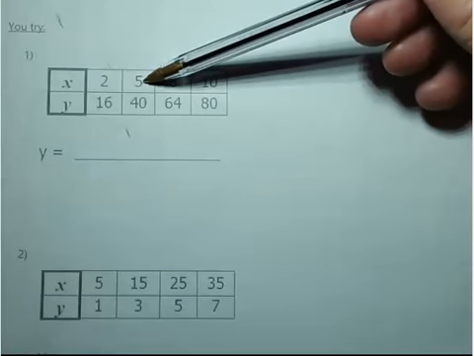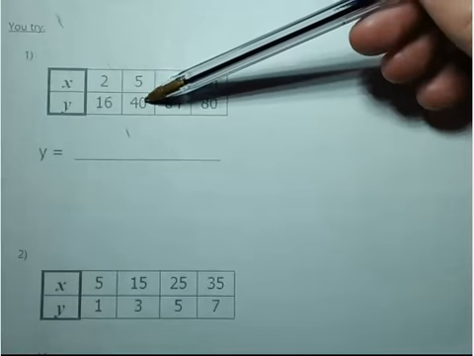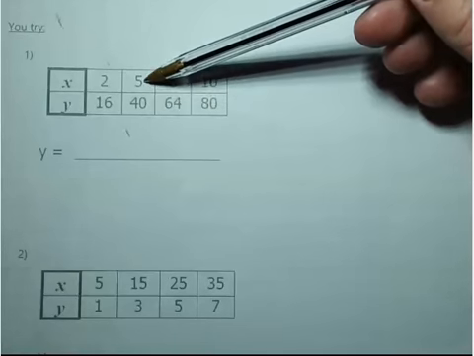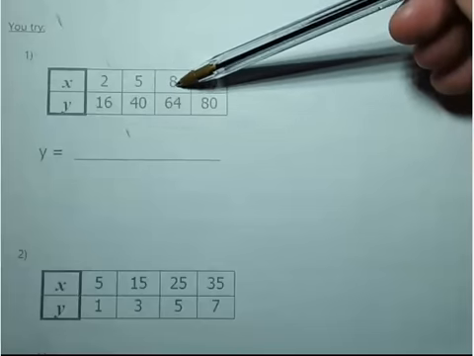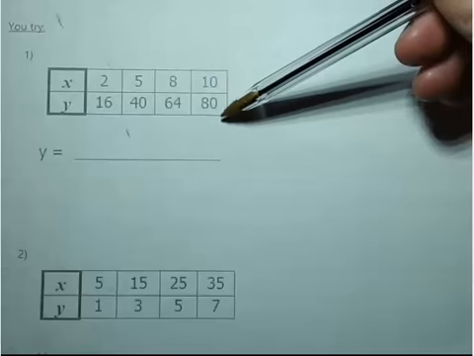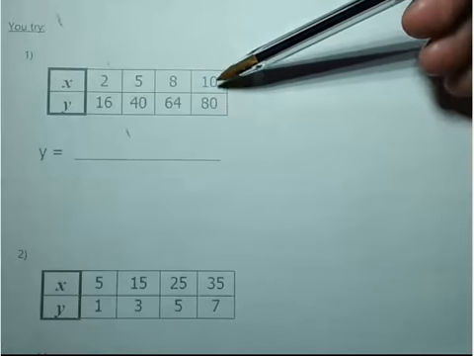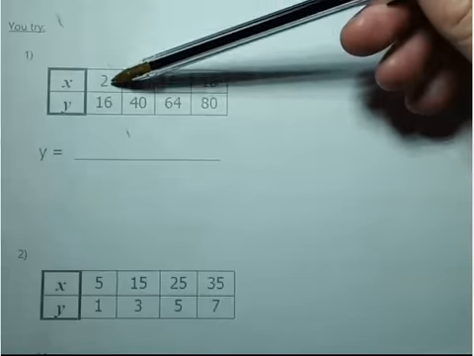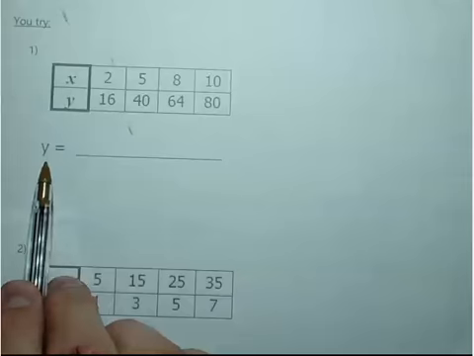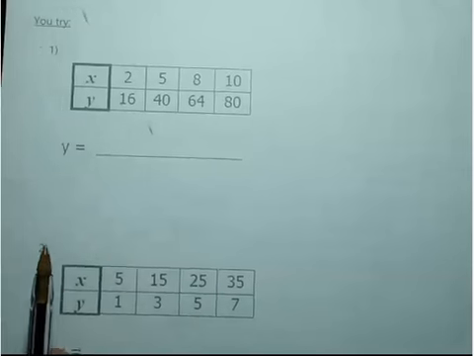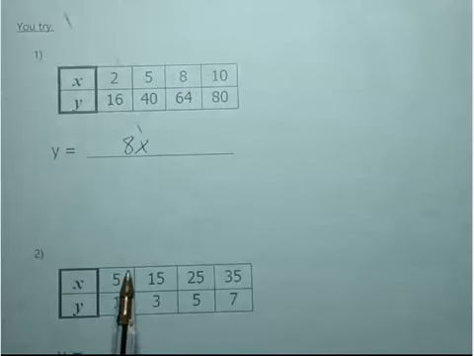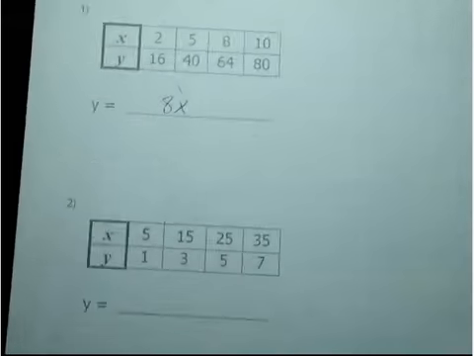So if we go to 5, if we're adding 14, our output should be 19, but it's not. The other thing I said was multiplying by 8. 5 multiplied by 8 is 40. If we go to the third one, 8 times 8 is 64. 10 times 8 is 80. So it looks like our rule for this table is taking the input and multiplying it by 8 to get the output. So y, our output, we find by taking our input and multiplying it by 8. So 8 times our input will give us this output, or this y value.